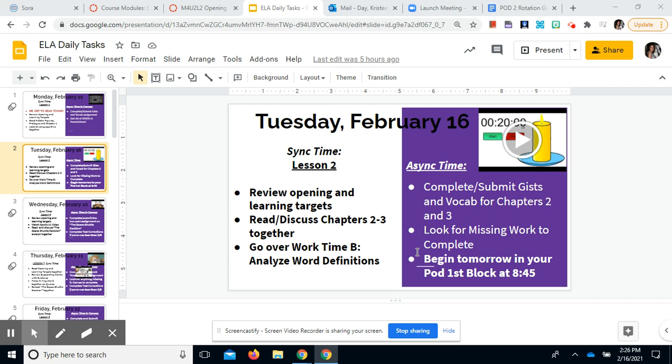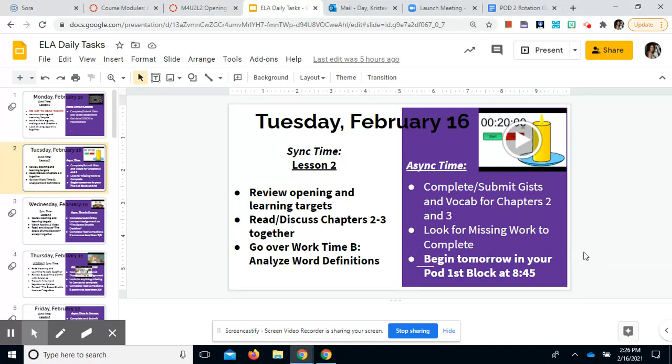All right, so this is a look at lesson 2 that was presented in class on Tuesday, February 16th. Starting with our opening and learning targets, we read and discuss chapters 2 and 3 of Hidden Figures, and then we looked at the Work Time B Analyze Word Definitions assignment.